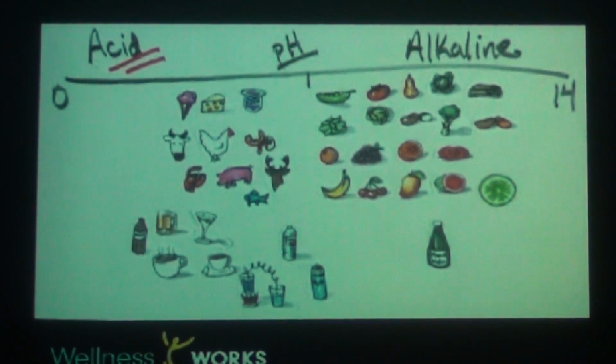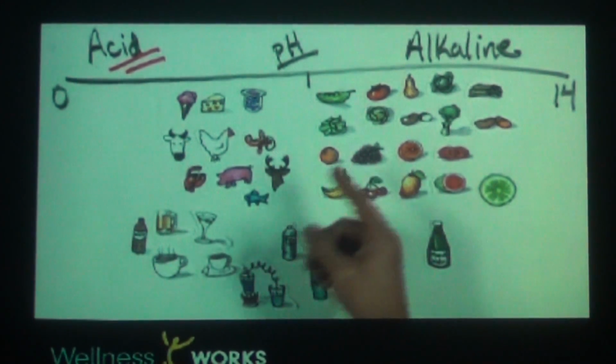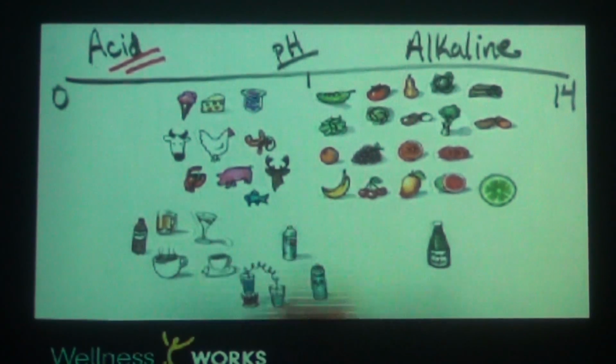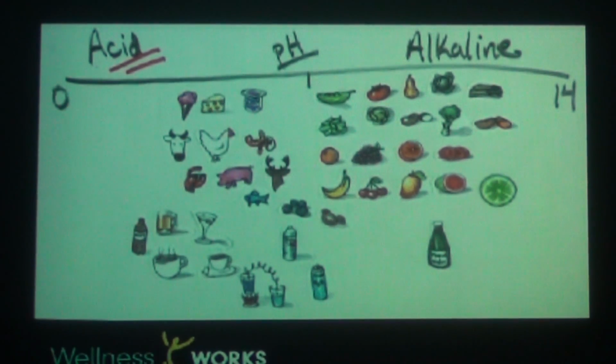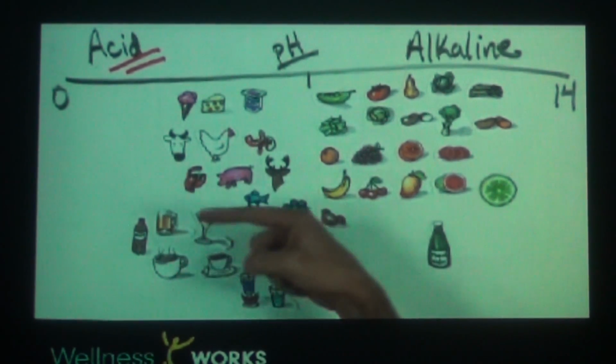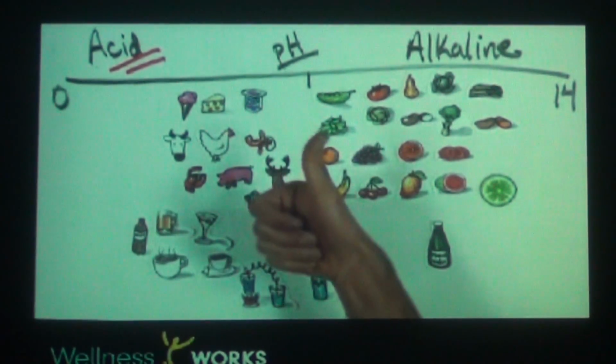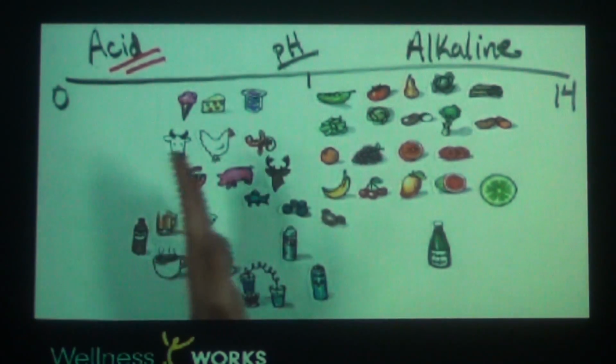Another general rule is the more processed the food, the more acidic it will be. However, just because a food or beverage is acidic doesn't mean it's unhealthy. Blueberries and walnuts are both acid-forming foods, but they have tremendous health benefits. It's more important to pay attention to the overall trend.